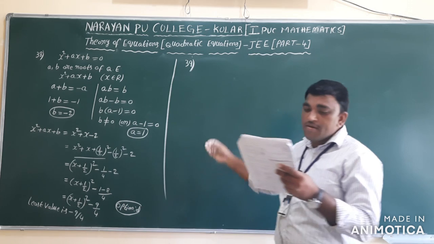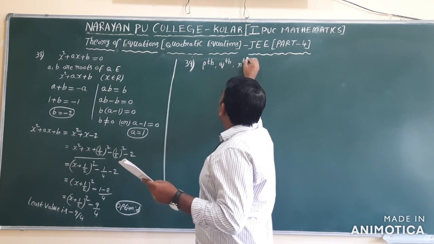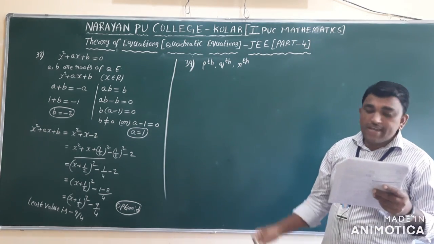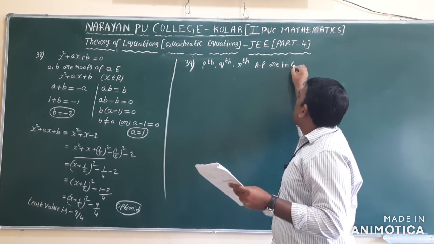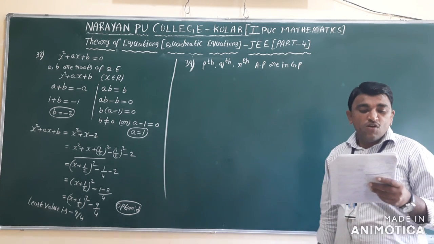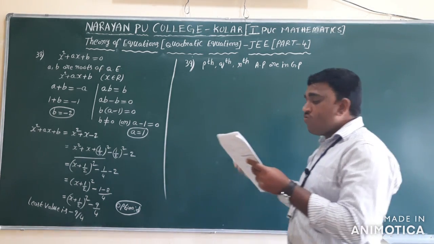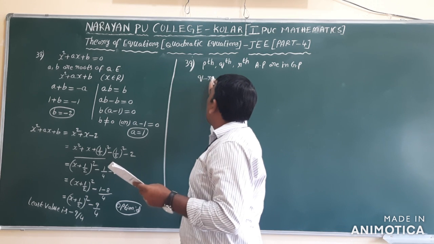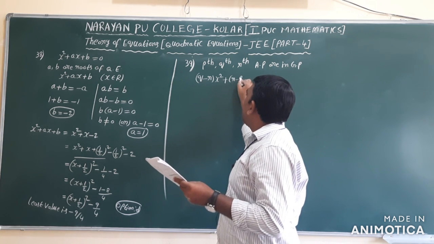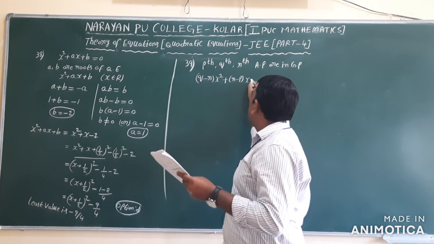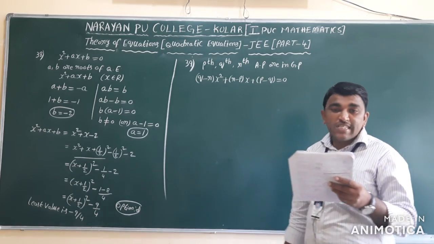If pth and qth and rth terms of an AP are in GP whose common ratio is k, then the roots of the equation (q minus r) x square plus (r minus p) x plus (p minus q) is equal to 0, other than unity, is.